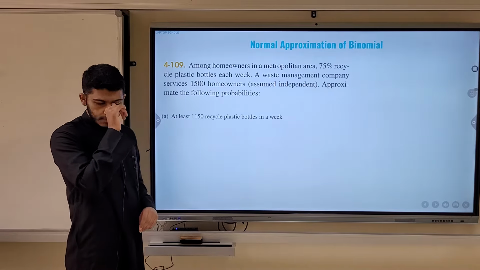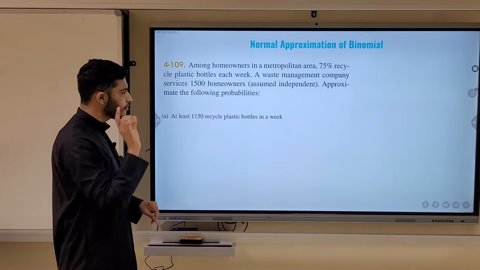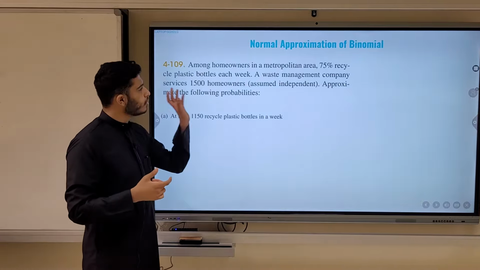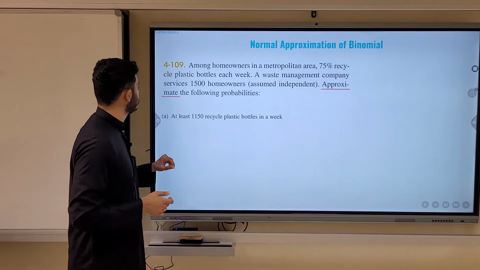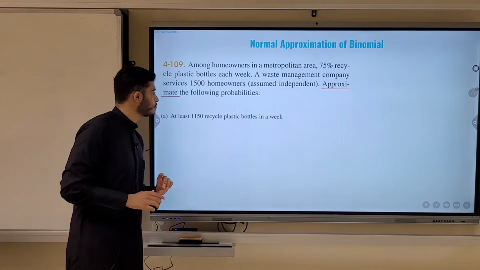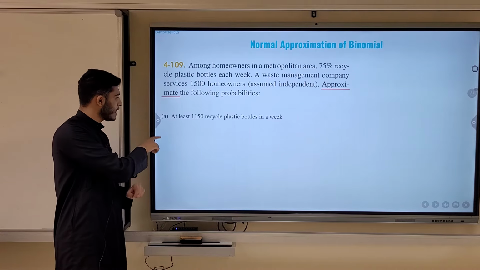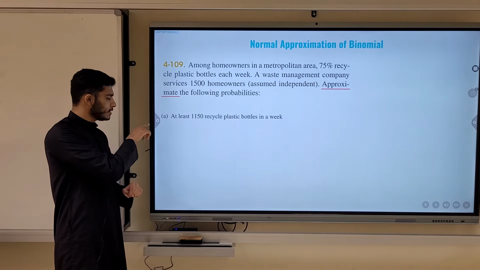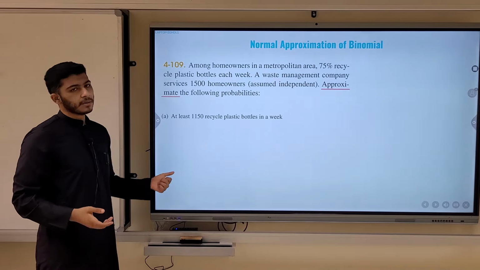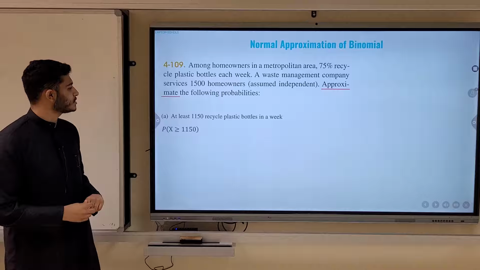Here's the thing. This question is written as a binomial question. What might give you an indicator that you need to use the normal distribution is the word approximate. When you see this word, it could be an indicator that you must use normal approximation. This part asks us to find the probability of at least 1,150 owners recycling plastic bottles in a week, so this is the number of successes. I'm not going to go too deep into the binomial distribution, but this is the expression we're going to try to solve.